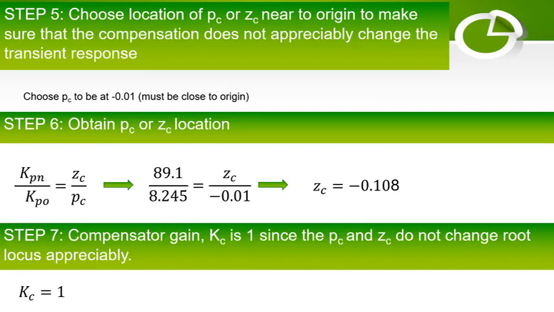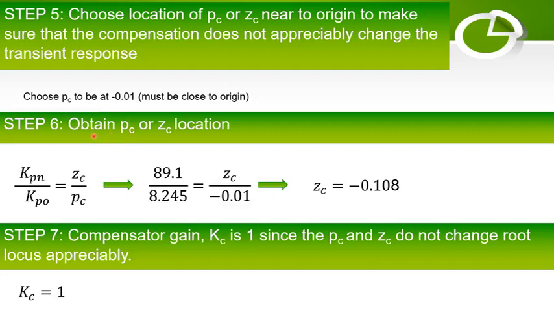Step 5 is to choose the locations of the compensator pole and compensator zero. You must choose these values to be near the origin to make sure that the compensation does not appreciably change the transient response. In this case, I have arbitrarily chosen Pc to be at minus 0.01. You can choose any value as long as it is close to the origin, and it must be a negative value because it must be on the left hand side of your s-plane.